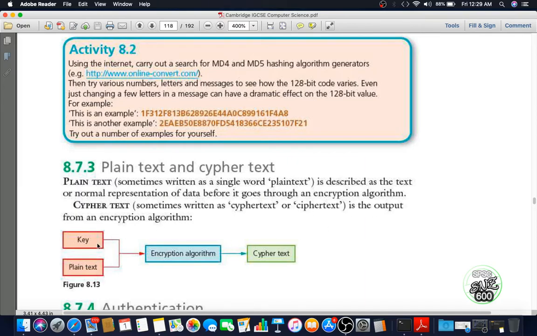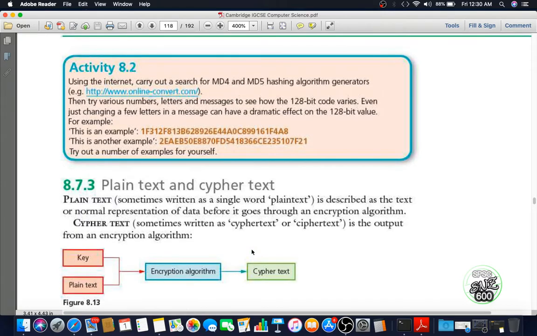So for creating a ciphertext, we need plain text, the actual message, and the key. We need the key, and we need another thing, that is the encryption algorithm, and by this process we can make the ciphertext. So this is the topic that we have done today. We learned the process of how to create the ciphertext.